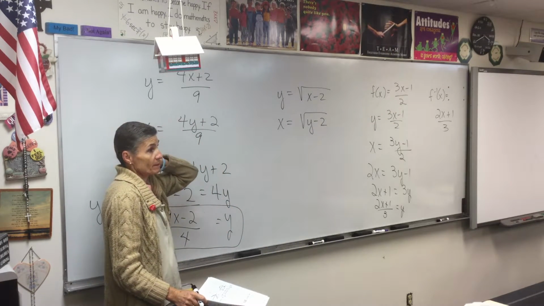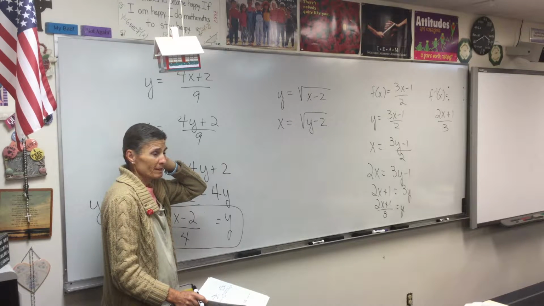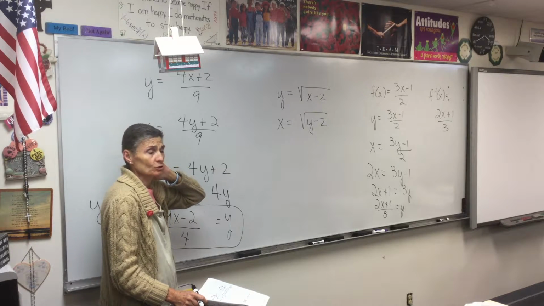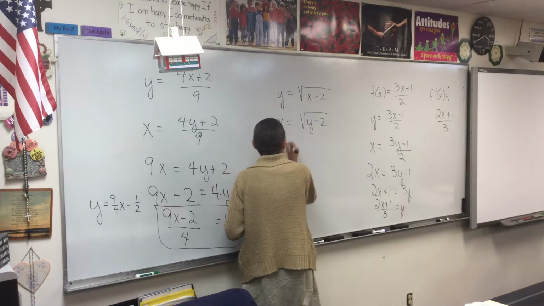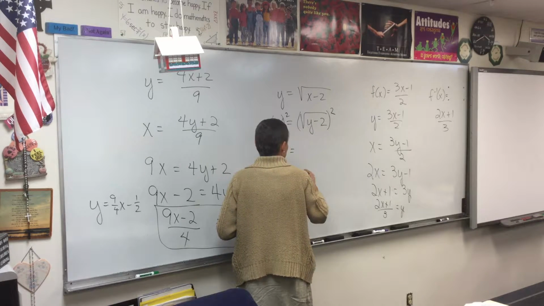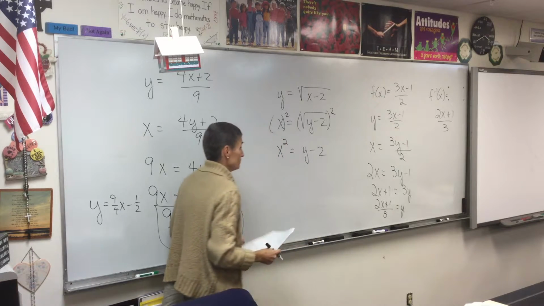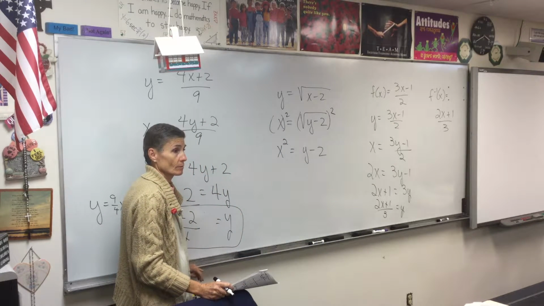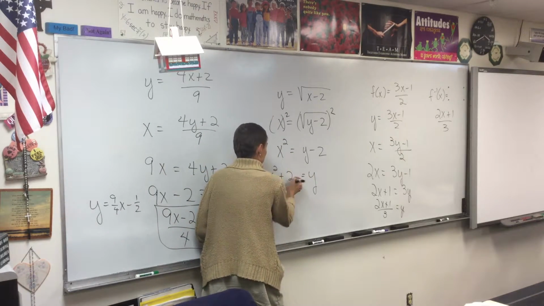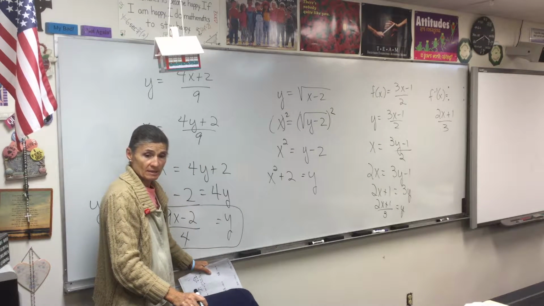Now I'm supposed to be getting y by itself, right? But it's under a radical. So what am I going to have to do? Square both sides. Now, what happens when I square a radical? Cancels out and leaves me with y minus 2. So y equals x squared plus 2. And that's my inverse.